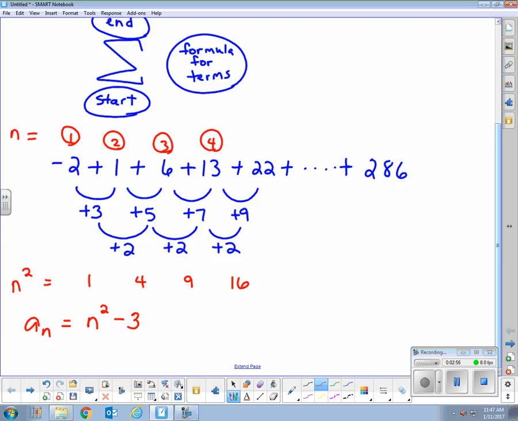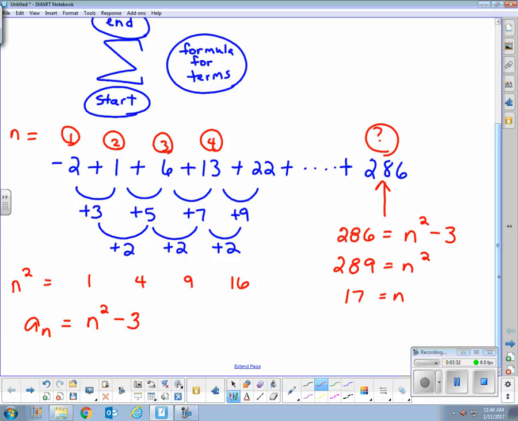Now, you don't have to do it that way. You might have just looked at it and saw that. That's perfectly fine. Now, I want to use that formula to figure out what position 286 is in. So for now, 286 is the nth term. And it's going to equal n squared minus 3. So this gives me 289 is equal to n squared, which tells me that that number is in the 17th spot. So now I'm ready to write it in sigma notation.